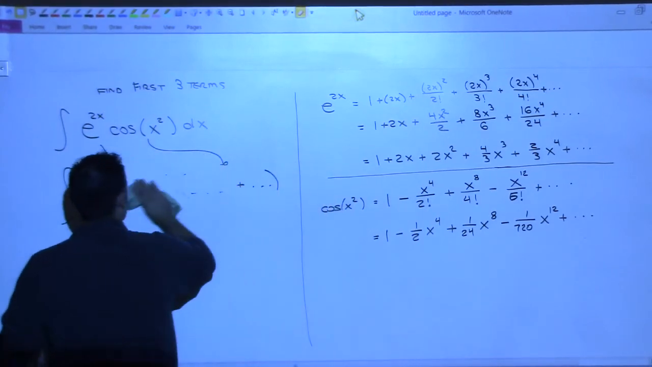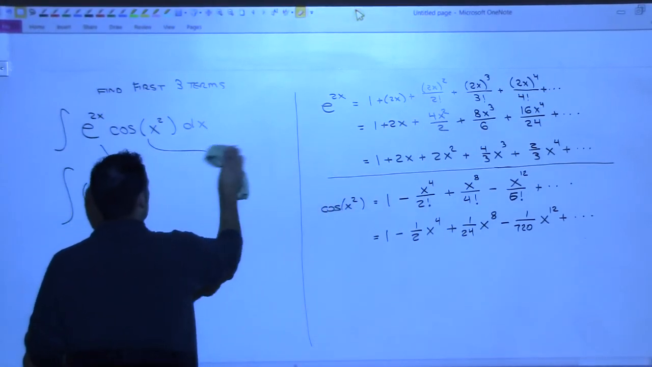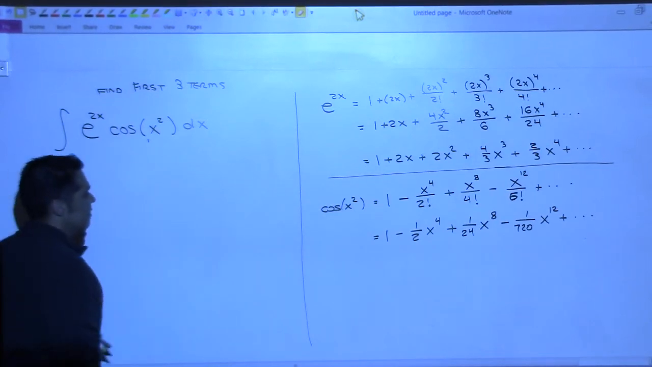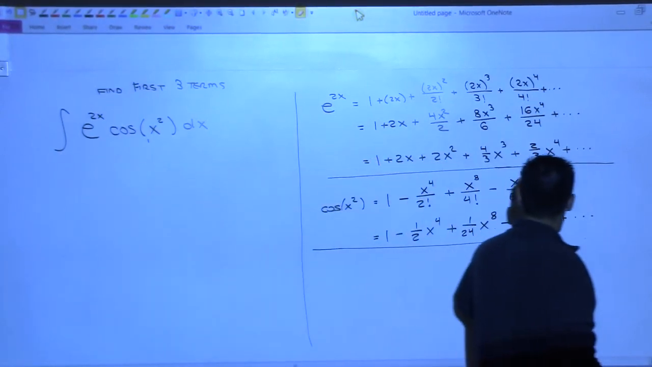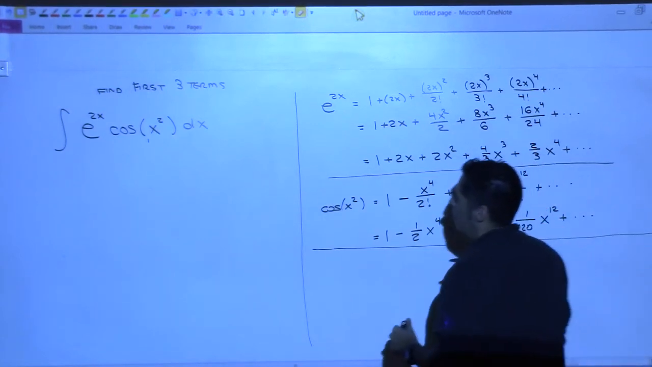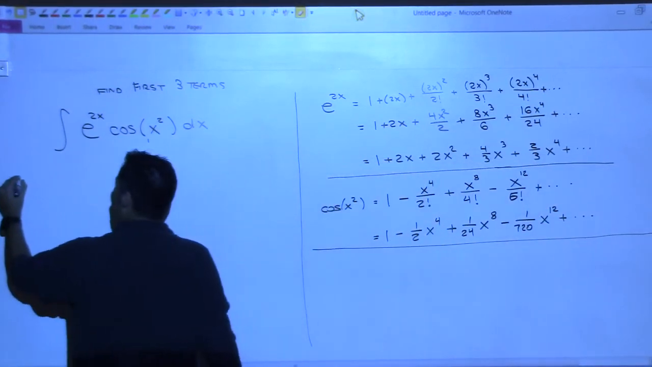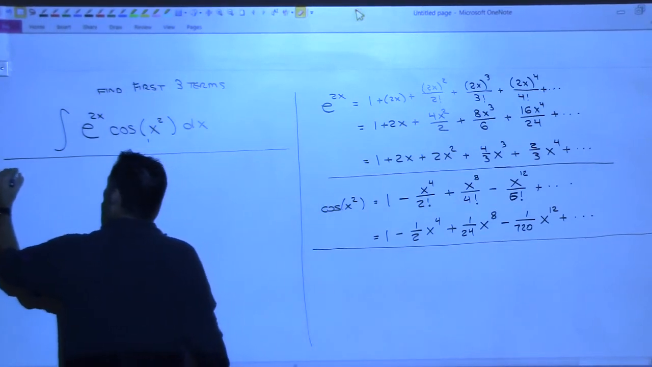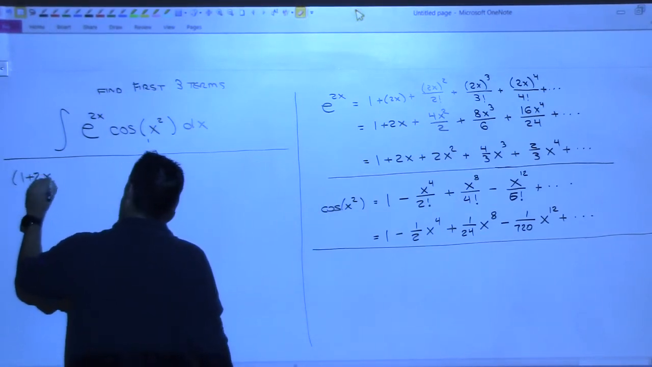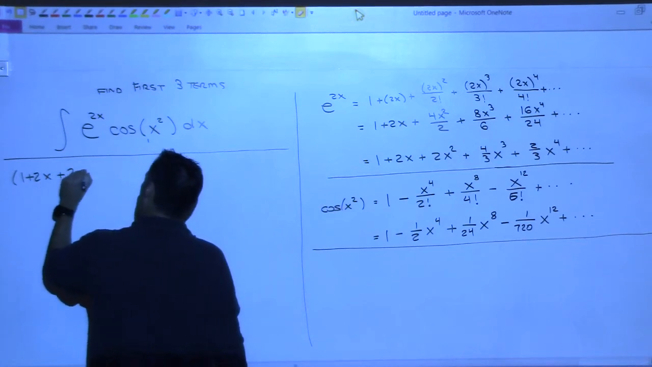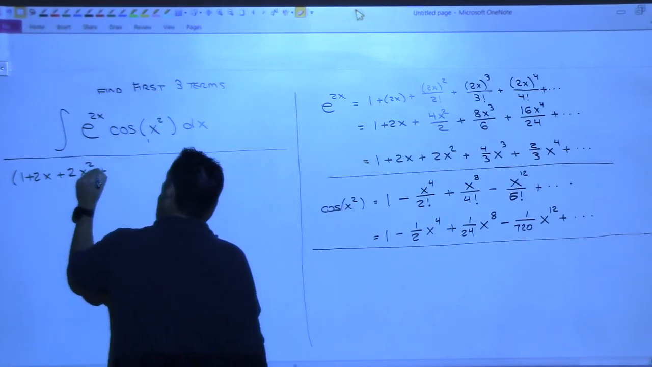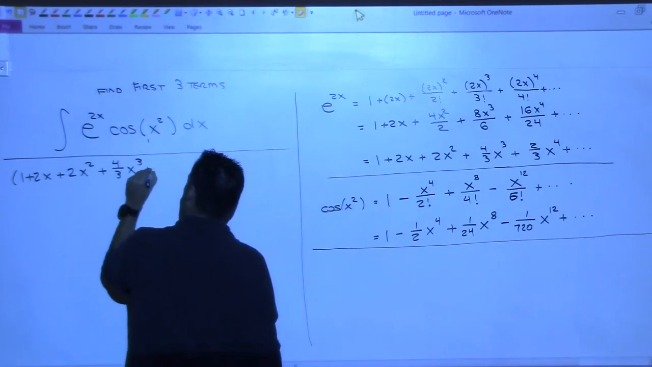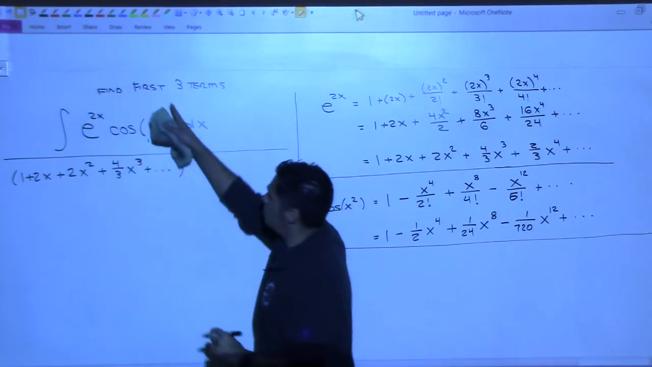So what I need to do here is find the antiderivative of this. So I need to multiply those together, don't I? Let's multiply those together before we do the antiderivative. I'm not doing the integral yet, right? I'm going to take 1 plus 2x plus 2x squared plus 4/3 x cubed. I'm not even going to do the next term. I'm just going to do those because I only want the first three, right?